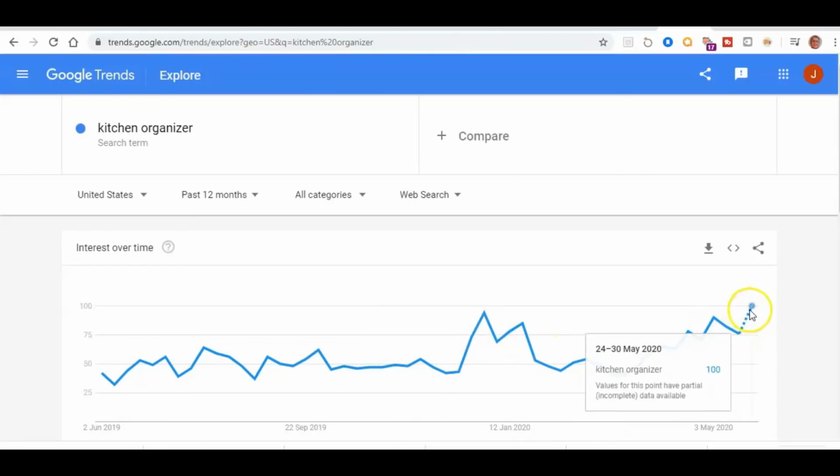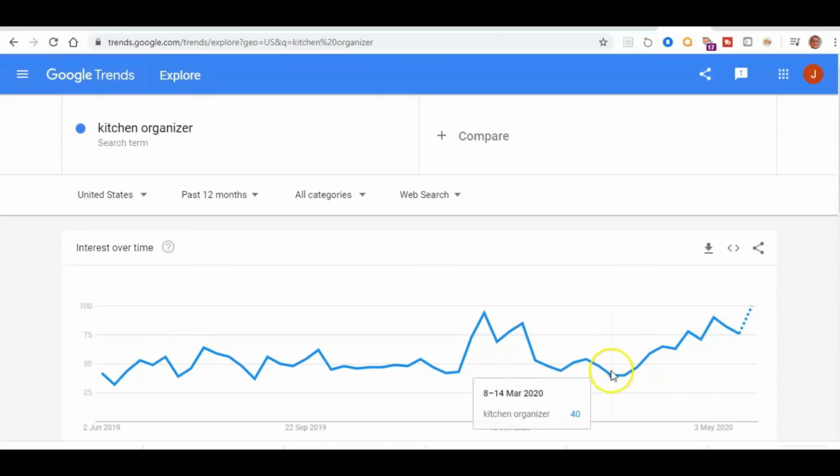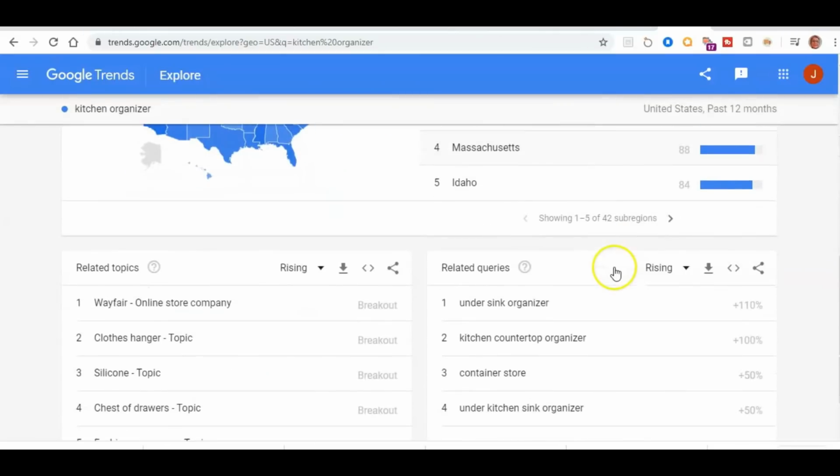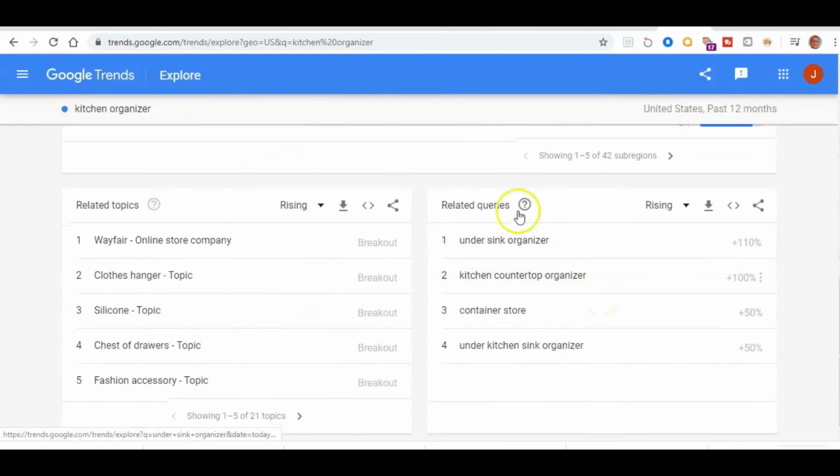The data is not quite complete here, but it looks like it's trending upwards. As you can see, it dipped slightly there, but it has actually been trending back upwards again. So that's a good indication for us. If we go down, we see related queries. So this is very interesting.